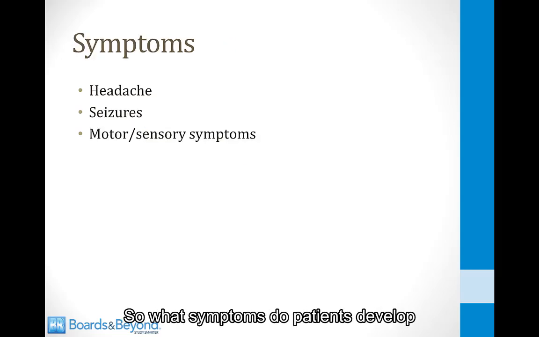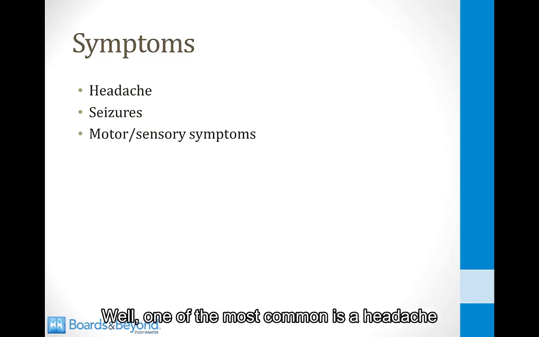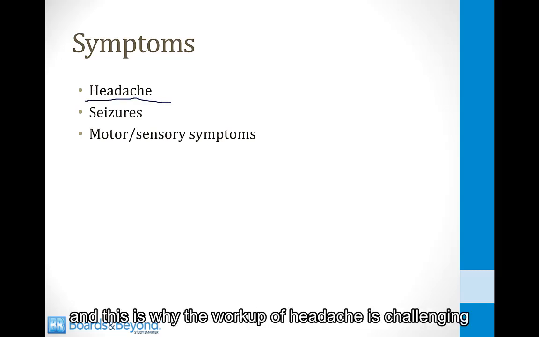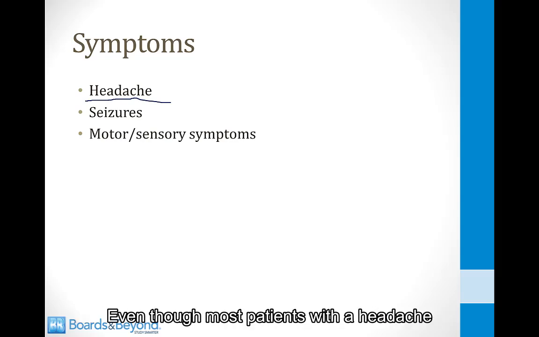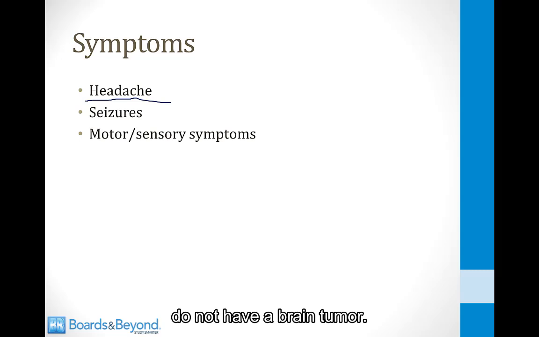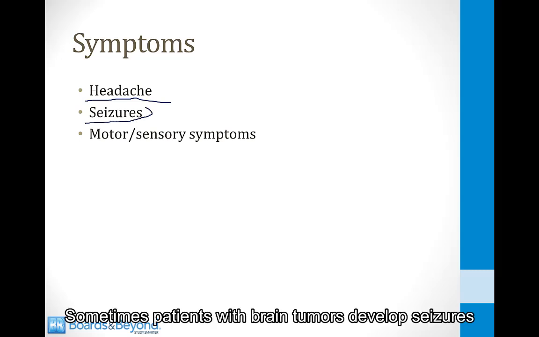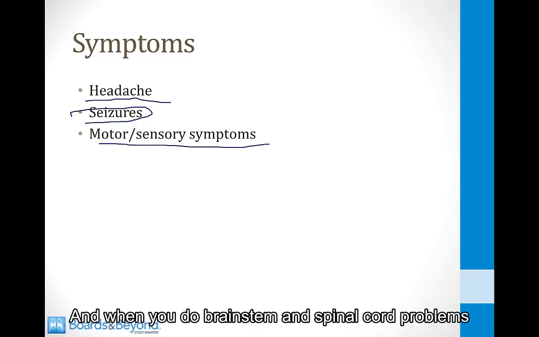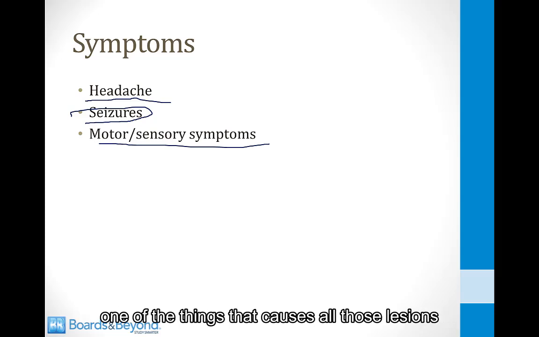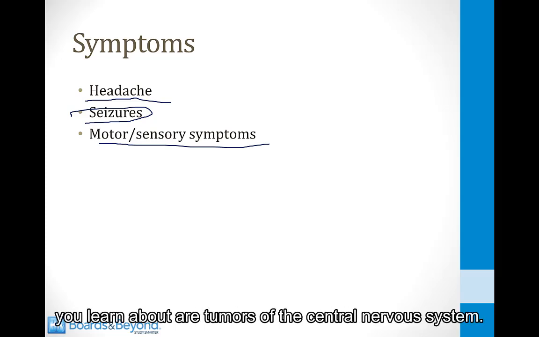So what symptoms do patients develop when they get a brain tumor? Well, one of the most common is a headache, and this is why the workup of headache is challenging, because you don't want to miss a brain tumor, even though most patients with a headache do not have a brain tumor. Sometimes patients with brain tumors develop seizures, and then other times they develop motor and sensory symptoms. And when you get brainstem and spinal cord problems, one of the things that causes all those lesions you learn about are tumors of the central nervous system.